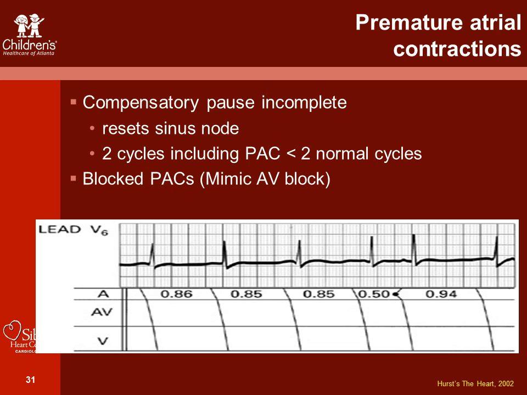atrial cycle length of about 0.86. Whereas if you look at the PAC cycle, that actually is decreased to 0.5. So the cycle including the PAC is less than 2 normals, and that's a telltale sign that there's a PAC. In addition, after the PAC, you see a little bit of a pause, as evidenced by a lengthening of the next P to P interval. And again, that is because you're resetting the sinus node.